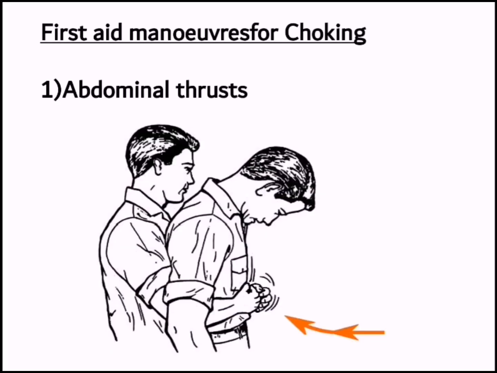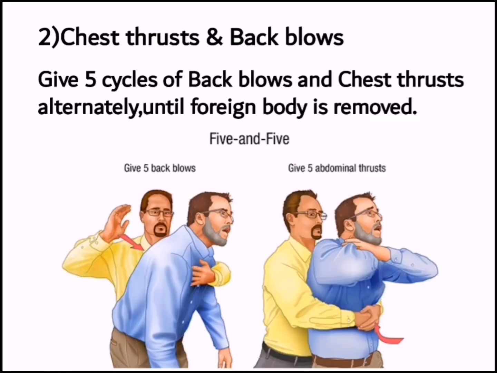First aid maneuvers for choking. 1. Abdominal thrusts. 2. Chest thrusts and back blows. Give 5 cycles of back blows and chest thrusts alternately until the foreign body is removed.